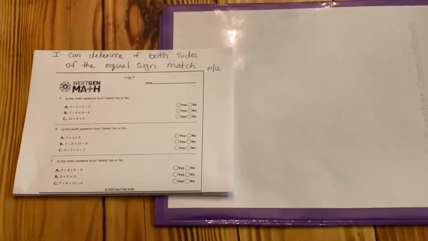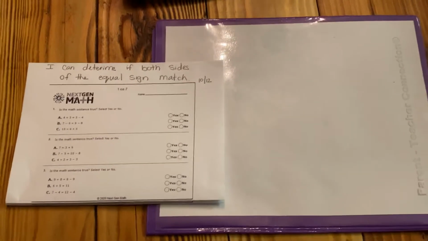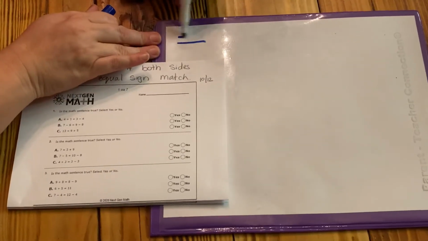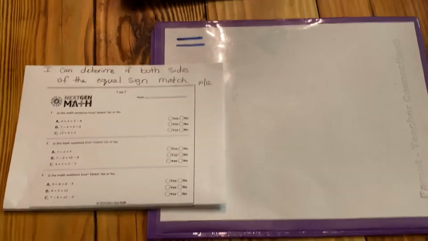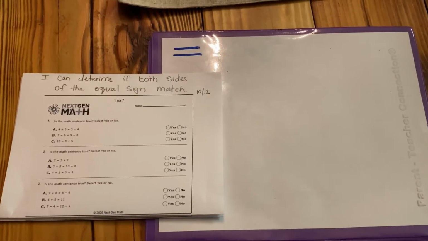We're going to be working with OA7 for the next week. And OA7 is that you understand the meaning of the equal sign. So for those of you who aren't with me, this is the equal sign, and this means the same as. So that means both sides have to match and be the same on both sides.